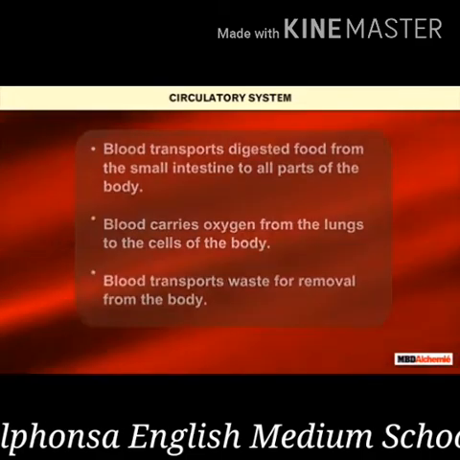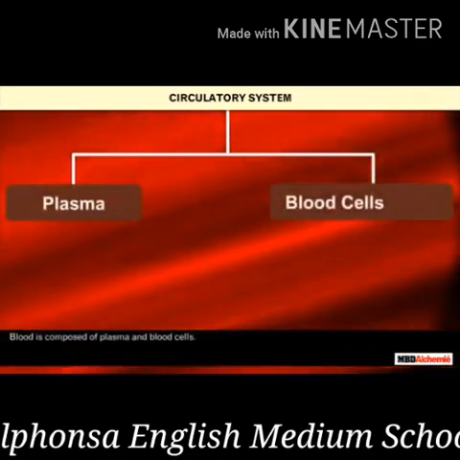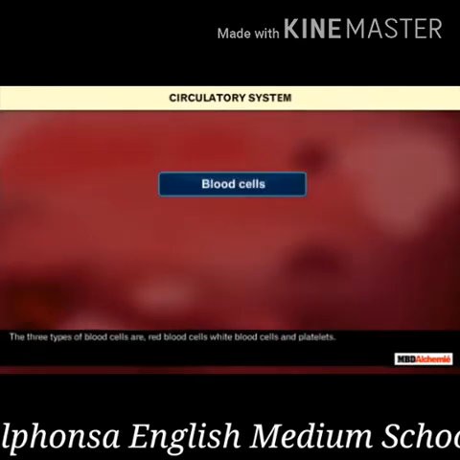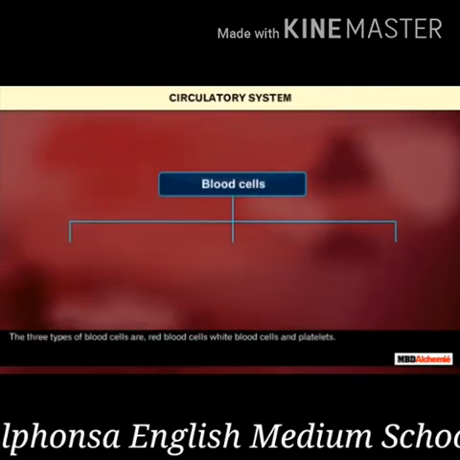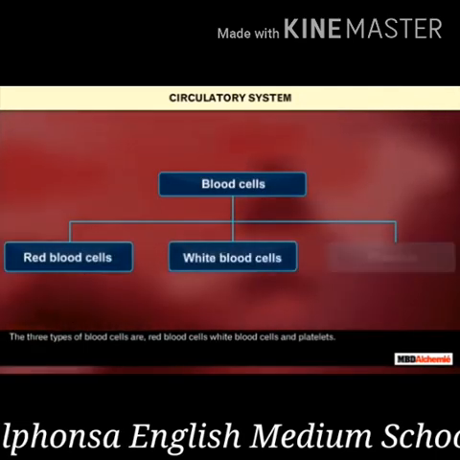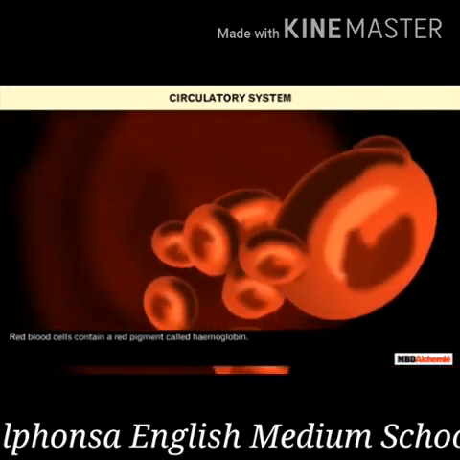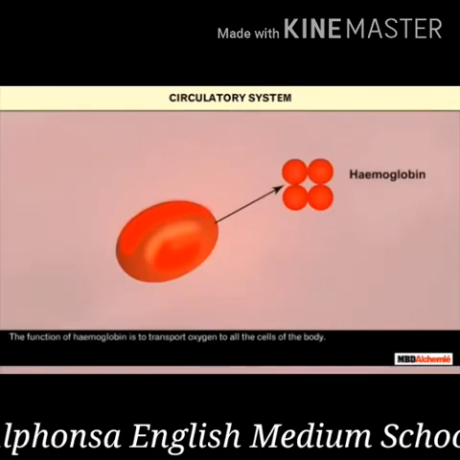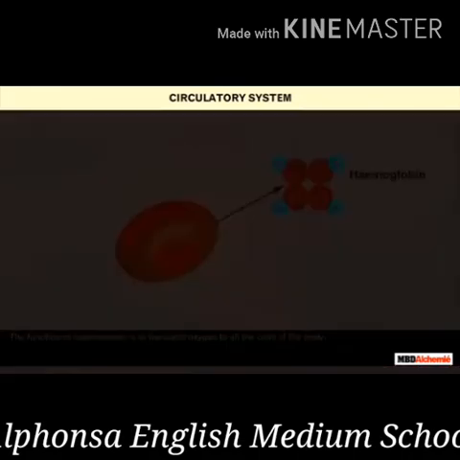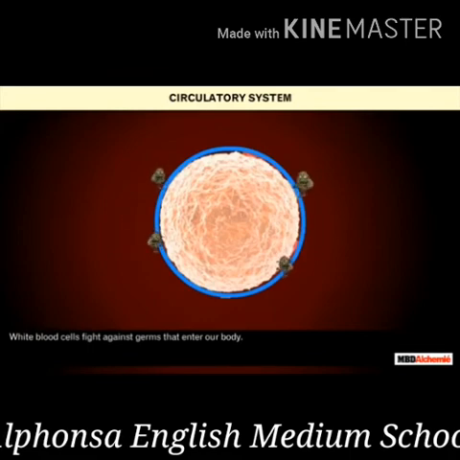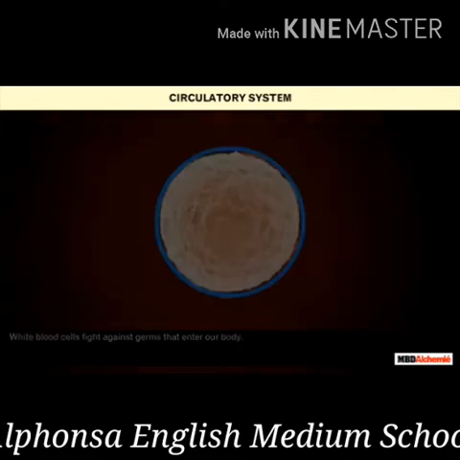Blood is composed of plasma and blood cells. The 3 types of blood cells are red blood cells, white blood cells and platelets. Red blood cells contain a red color pigment called hemoglobin. The function of hemoglobin is to transport oxygen to all the cells of the body. White blood cells fight against germs that enter the body. Platelets help in clotting of blood.